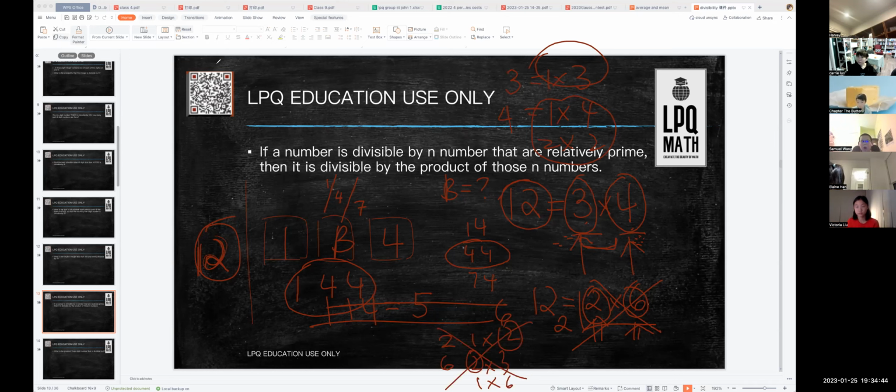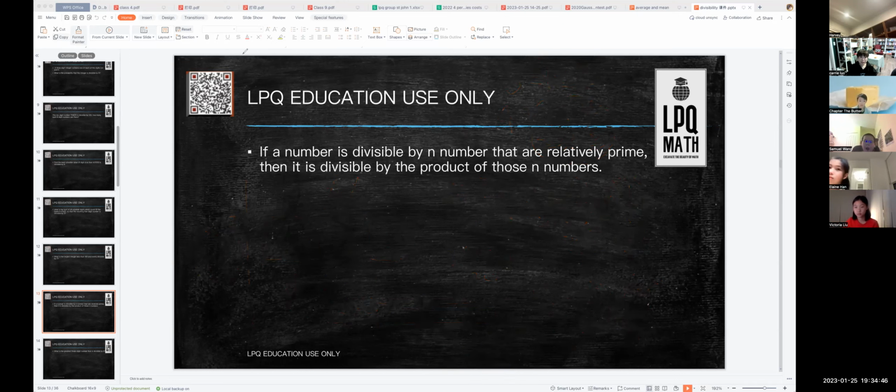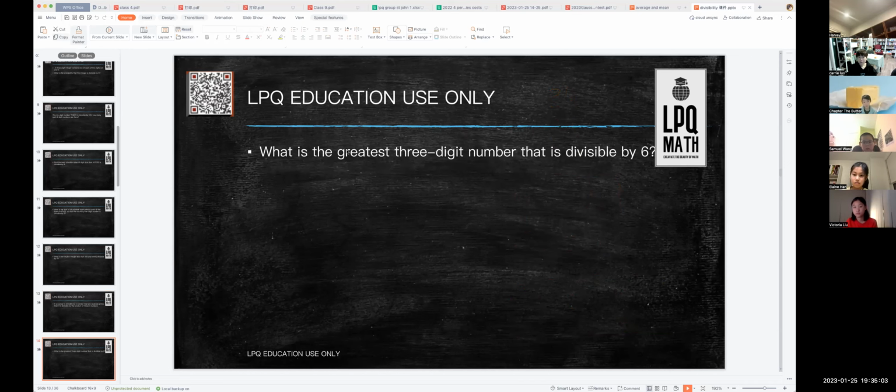Understand? Okay, so for instance, if I said a number is divisible by 36, we can use what? 4 and 9. We can think about 4 and 9, but we cannot think about 3 and 12 because 3 and 12 share the common factor of 3, and 4 and 9 has nothing in common. Understand? Okay, so let's take a look at this one. So what is the greatest three-digit number that is divisible by 6?